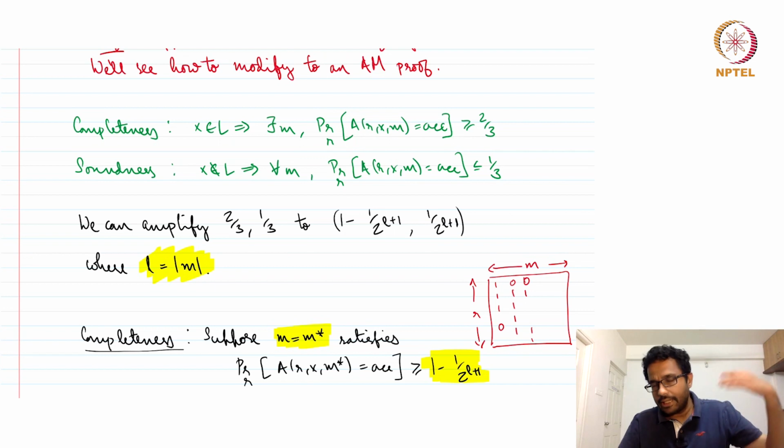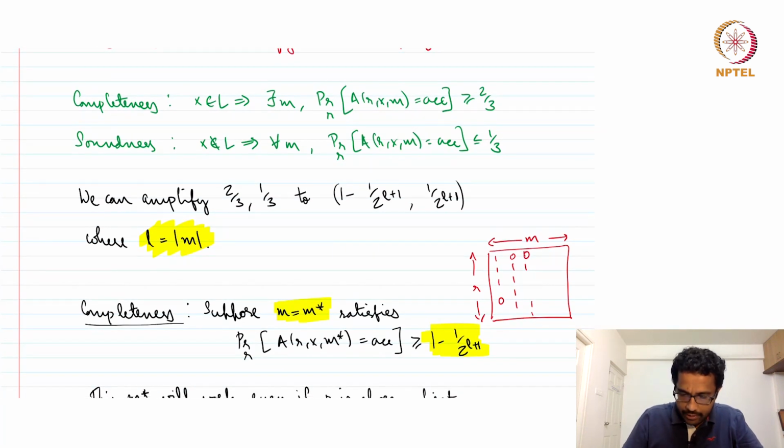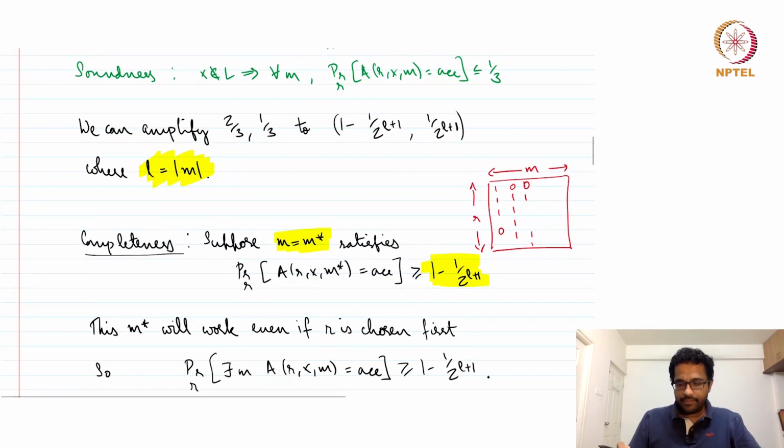And we can amplify this 2/3, 1/3. We already said we can attain perfect completeness, but just like what we did in BPP, we could amplify it to extremely close to 1 and extremely close to 0. So 1 minus 1 divided by 2 power L plus 1, and 1 divided by 2 power L plus 1, where L is chosen to be the length of the message sent by Merlin. Okay, this will come a bit later. I'll highlight it again, why we chose this probability. So let us see completeness.